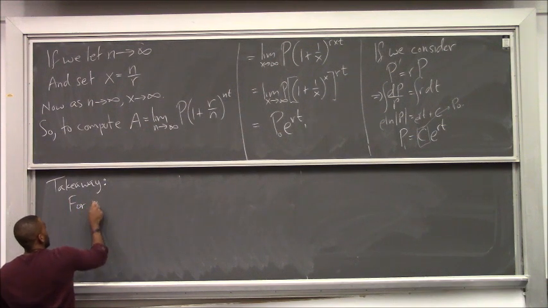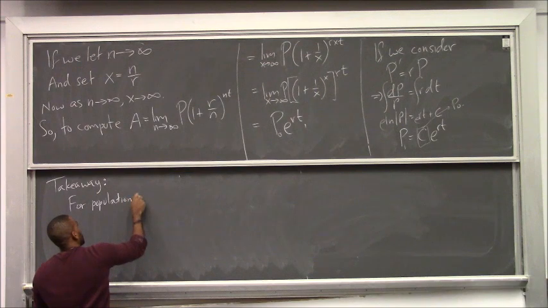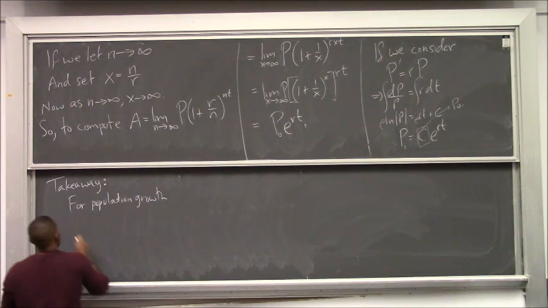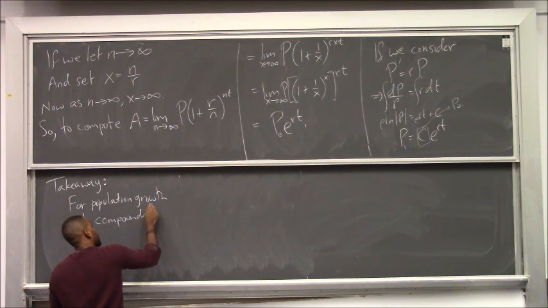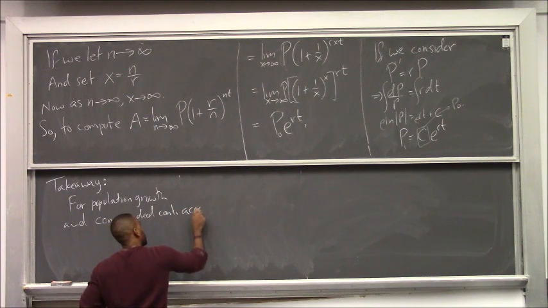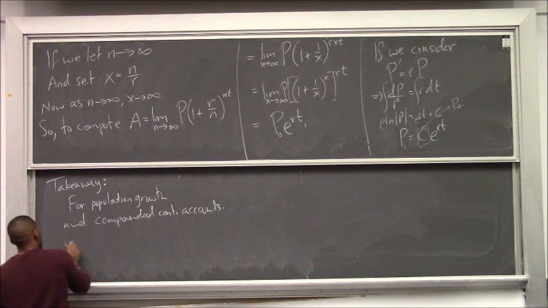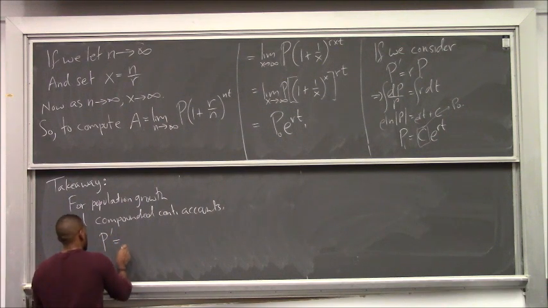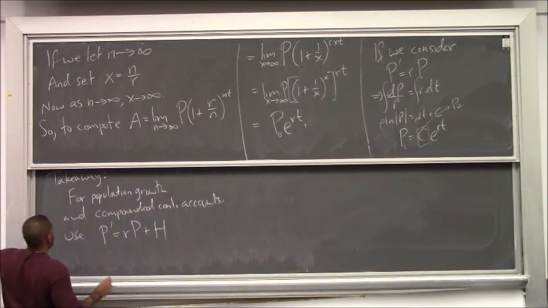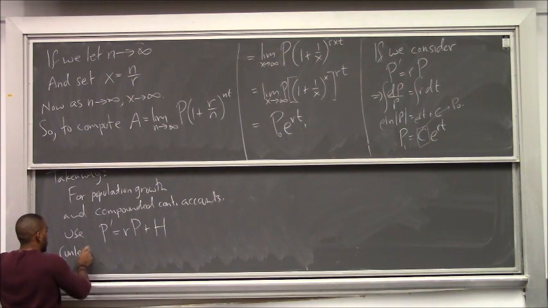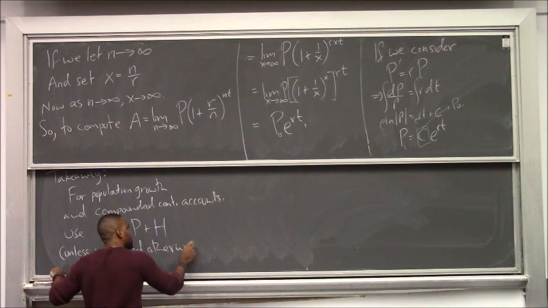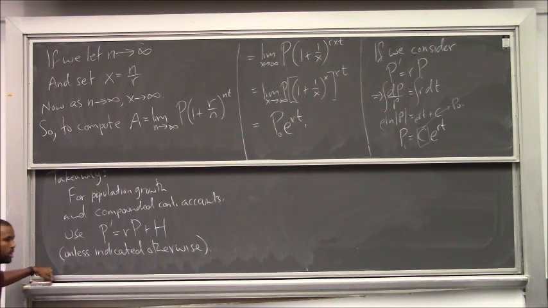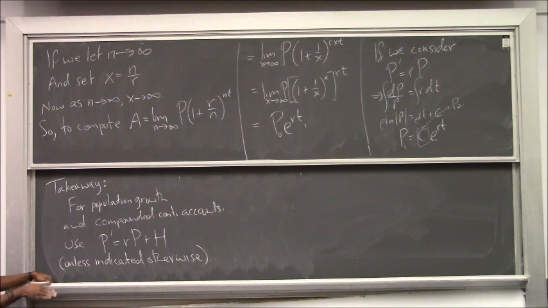for populations and accounts compounded continuously, use P prime equals rP plus H, unless indicated otherwise. There are other models for measuring stuff like populations, and your homework does have some of them, but in those other situations, the homework problem actually tells you what differential equation to use.